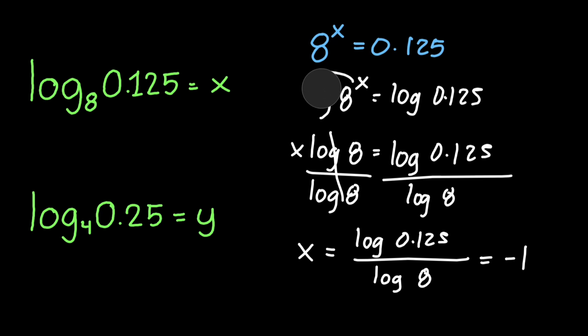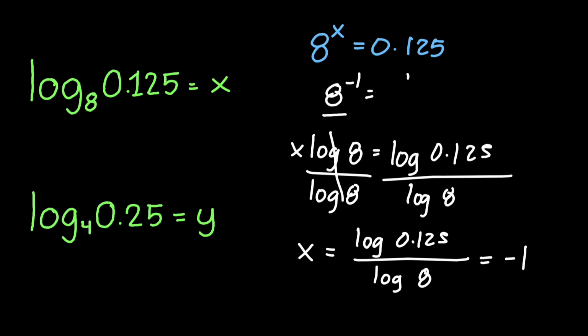If you want to check this, let's try. 8 to the power of negative 1 is also equal to 1 over 8 to the power of 1, but no need to put the exponent there. 1 over 8 is actually equal to 0.125 in decimal terms.